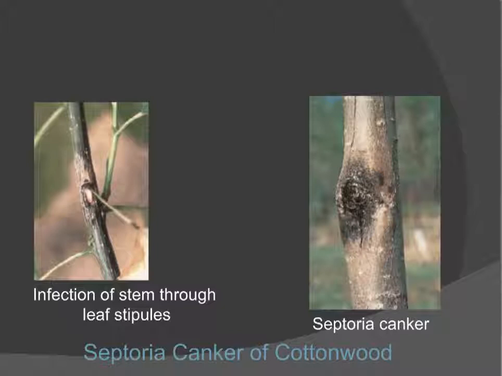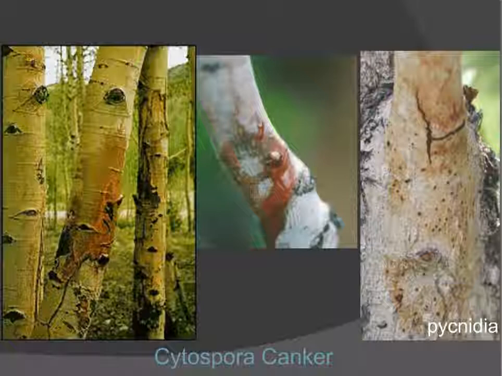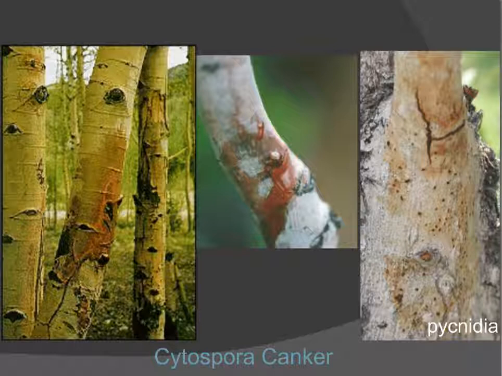Septoria canker of cottonwood, again, dead tissue, sunken tissue, infection through stems or branches. Honey locust. I've seen pretty much most of these cankers over the last 16 years here and there. They're not real prevalent here, but you might run into them every now and then. Cytospora canker is one that is pretty widespread over several different species of trees, and it's definitely associated with stress. So if you can keep your trees healthy, you probably won't have too much cytospora canker.